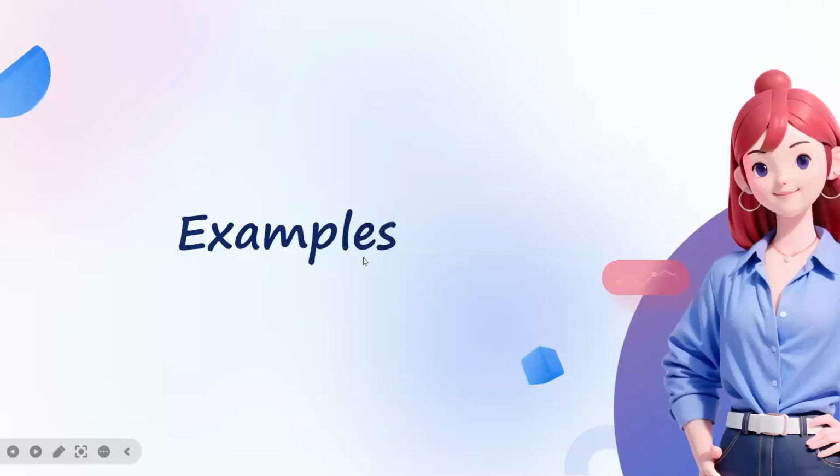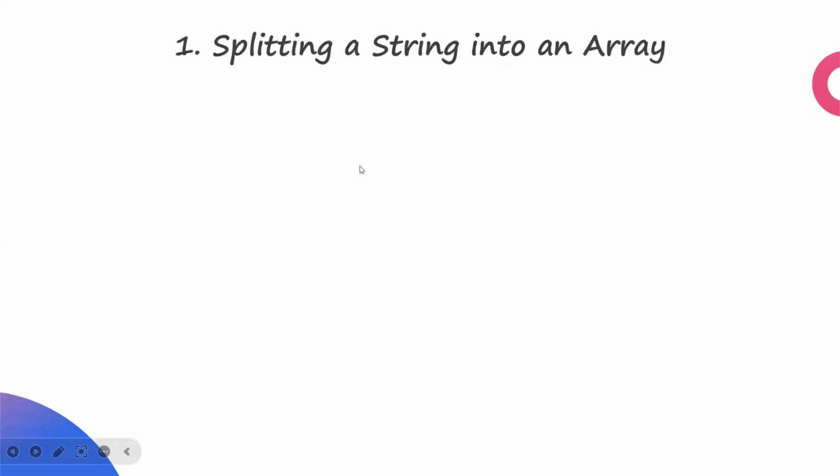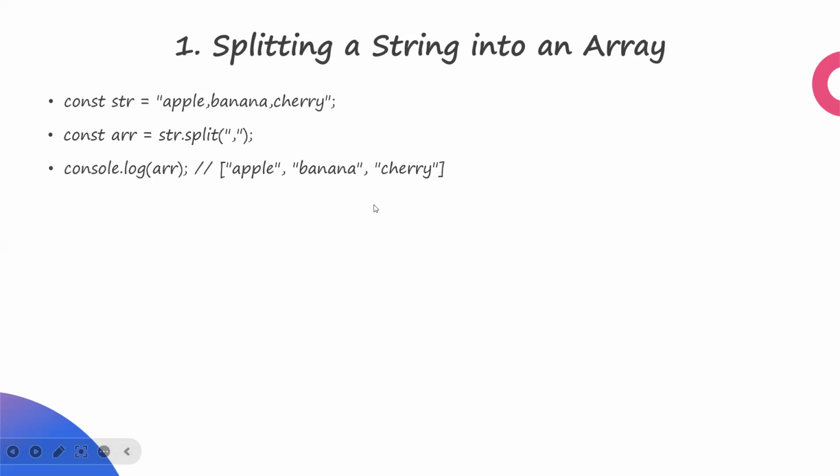So let's take a look at some examples. We are splitting a string into an array. We have apple, banana, cherry. If you want to split this by the separator of comma, it will convert this string to 1, 2, 3 items in an array, because just by looking at it, you'll see that apple and banana are separated by comma. So when you run this, you're going to get apple, banana, and cherry.